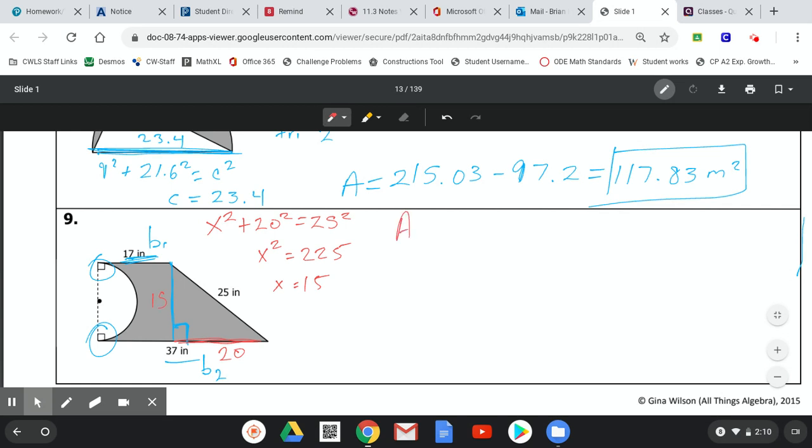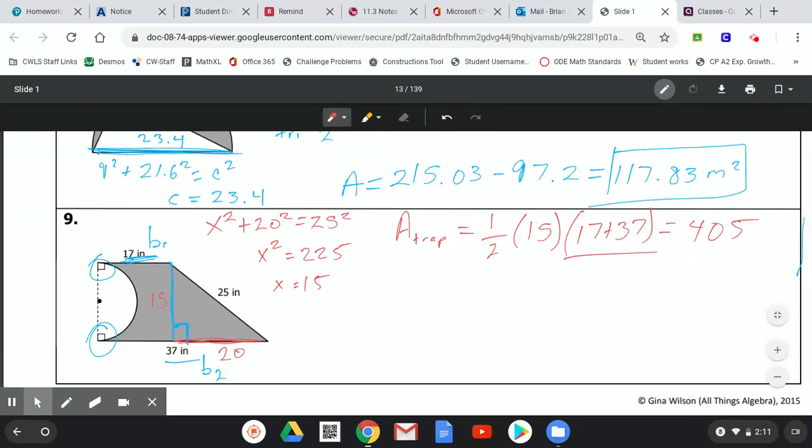So the area of the trapezoid equals 1/2 our height, which is 15, times we just add our bases up, which are 17 and 37. Do that first: do the 17 plus 37 on your calculator first. Multiply that by 15, divide by 2. That's going to give you 405.